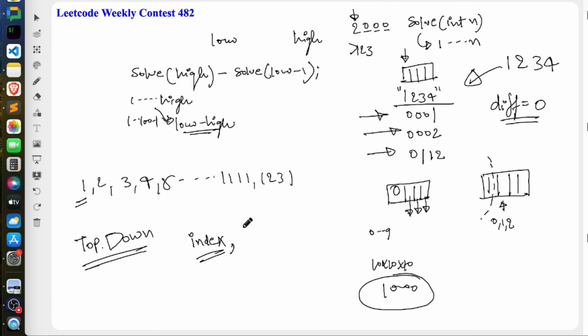Index is changing. The second thing which is changing is the difference, right? We have to find all the numbers whose difference is 0. Difference means the sum of digits at even positions minus the sum of digits at odd positions. So once you add the digits, here let's say you add 0.